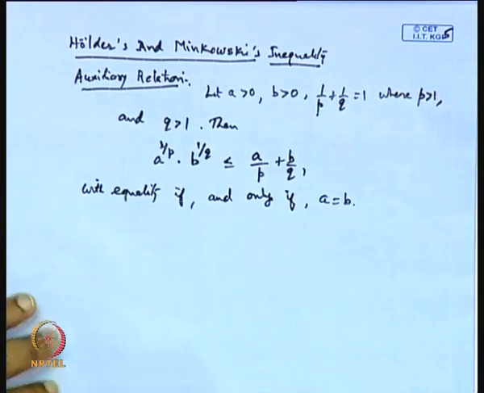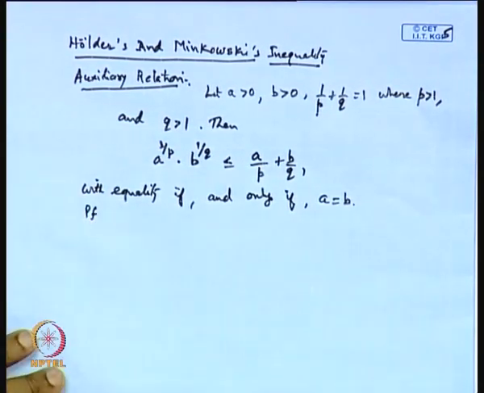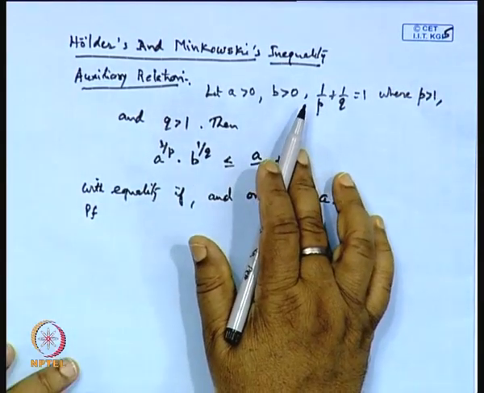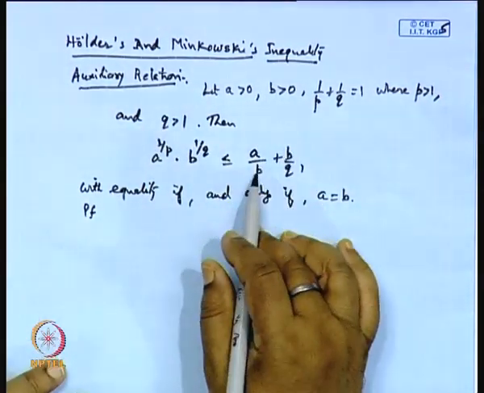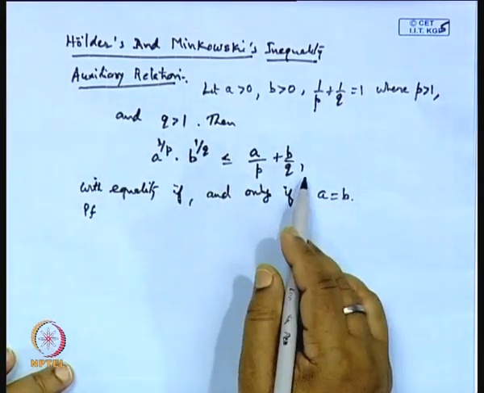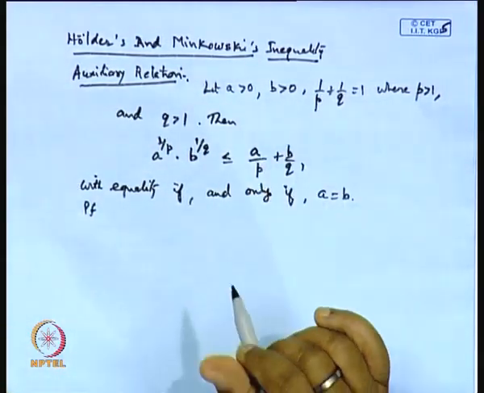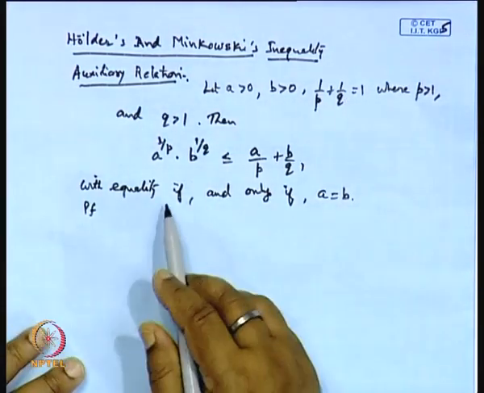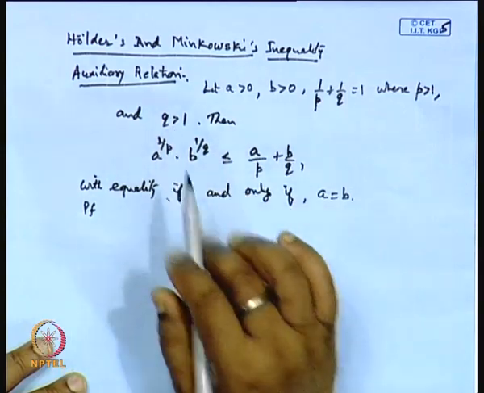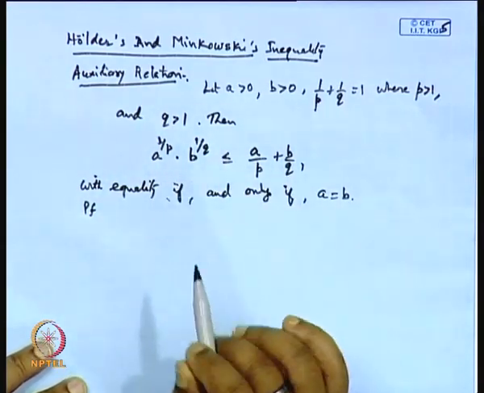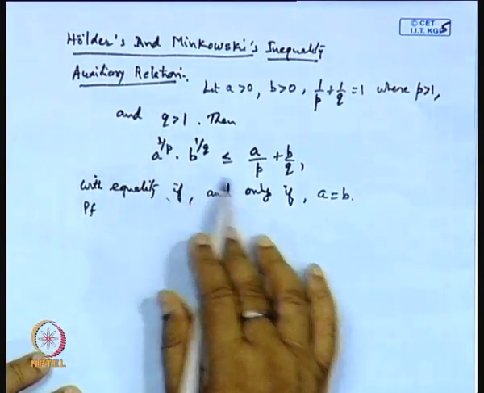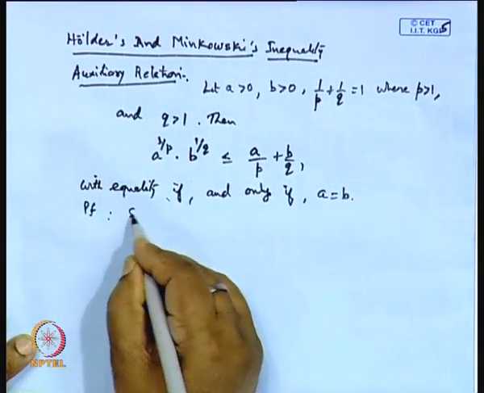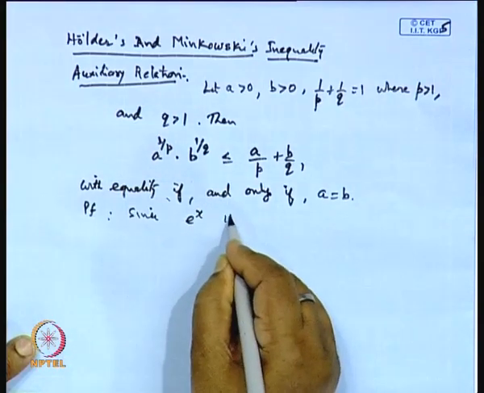Okay. So the proof of this relation: A and B are non-negative numbers. In fact, if one is 0, it is automatically obvious. And P and Q are conjugate numbers, 1/P plus 1/Q is 1. Then P and Q are both greater than 1, and this relation holds. Now, in order to prove this relation, we make use of the convex function. We know e^x is a convex function.